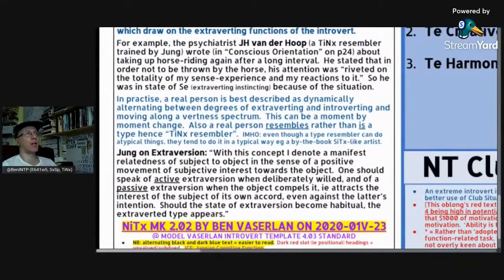For example, the psychiatrist Vanderhoof, a TI and X resembler trained by Jung. Yes, he referred to himself as, via translation, via Laura Horton, an introvert of thinking type with subsidiary intuition. He wrote in Conscious Orientation on page 24 about taking up horse riding again after a long interval. He stated that in order not to be thrown by the horse, his attention was riveted on the totality of my sense experience and my reactions to it. So now I'm going to start calling instincting, sensory instincting, to make it a bit clearer.